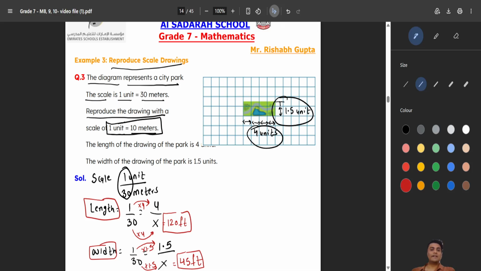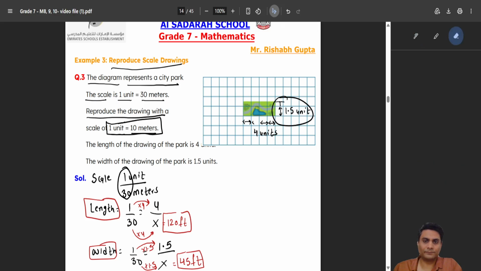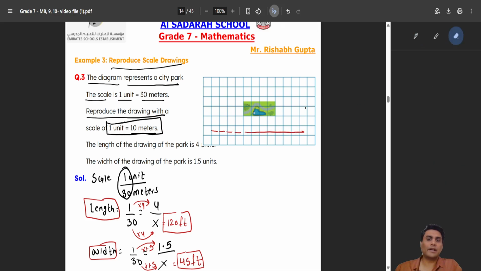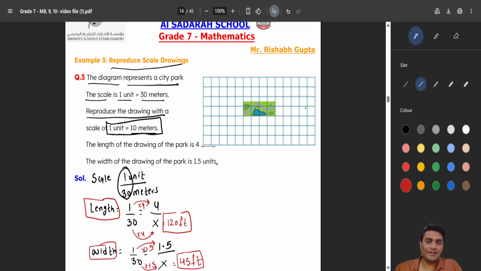Okay, why did I need it? Because see, I have to make a new drawing now, correct? Now, when you make the drawing, what do you need? Do you need the feet or do you need the units? We need the units because I'm making my drawing in the units, correct? 1 unit, 2 units, 3 units. Now, according to the new scale, how many units should I use? To find that, we need the actual dimension of the park. That is why we found the actual dimension.